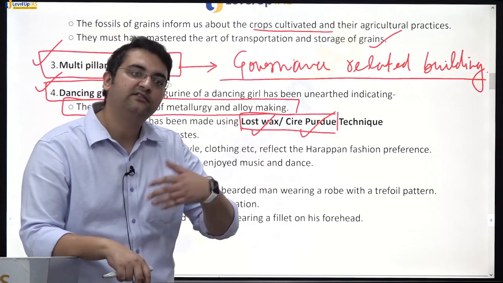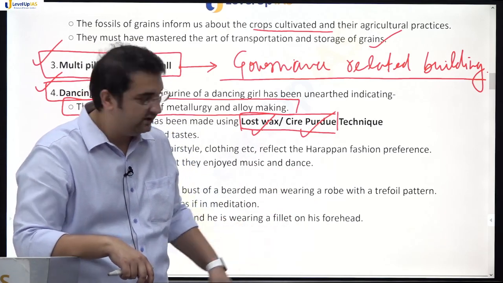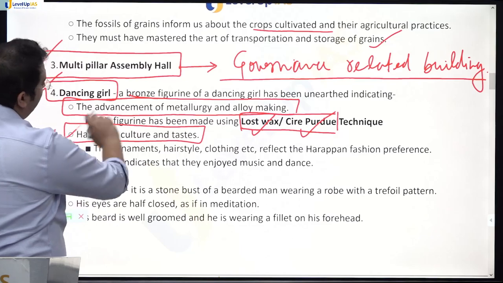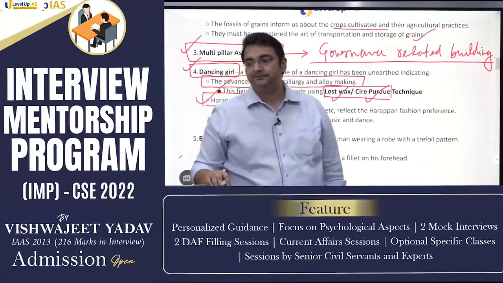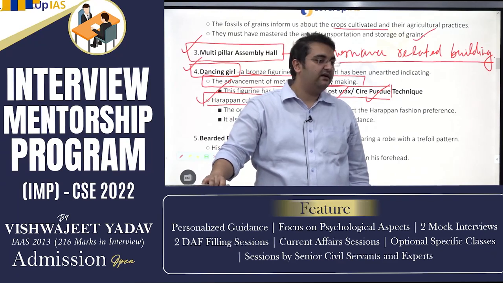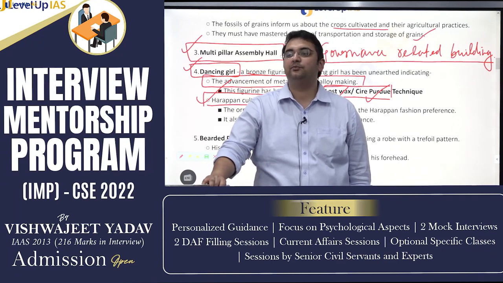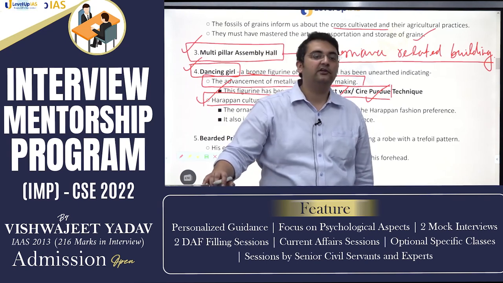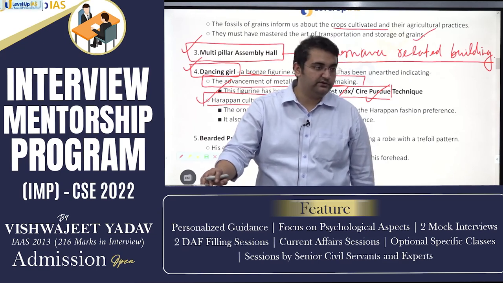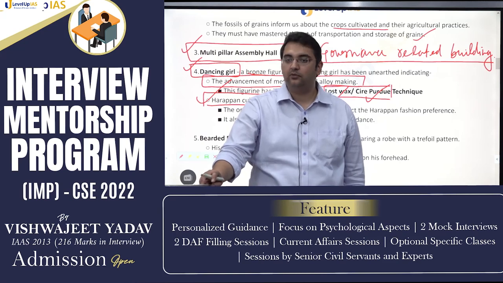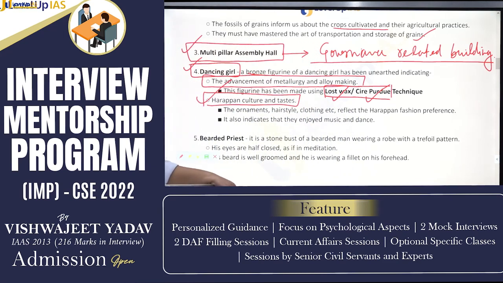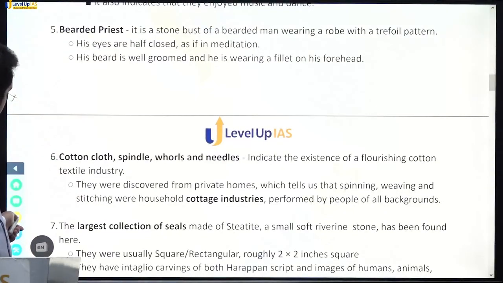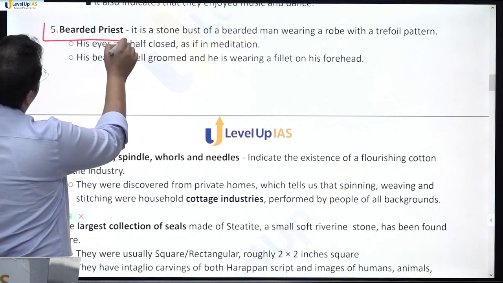Why lost wax? Because at the end of the process, the wax has been lost. Okay? Achha. It also tells you about the Harappan culture and tastes. The Harappan sense of fashion, that the Harappans valued things such as music, dance, etc. Right? That probably these dancing girls belong to a class of people who may have been working as prostitutes. So this might also indicate the existence of prostitution within the Harappan civilization, etc. Right? Another item that has been discovered, a stone bust of a bearded priest.